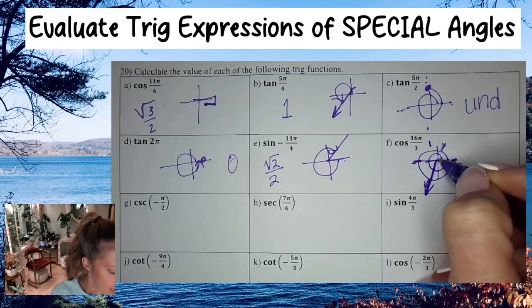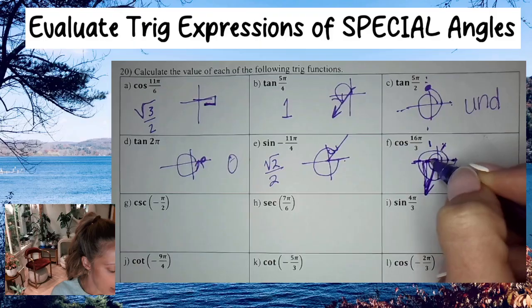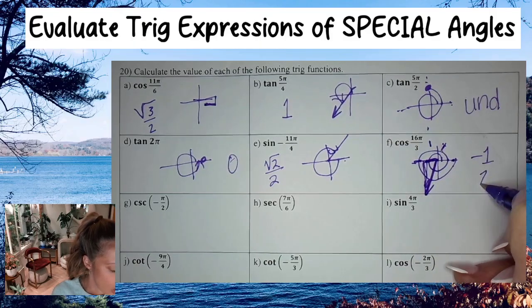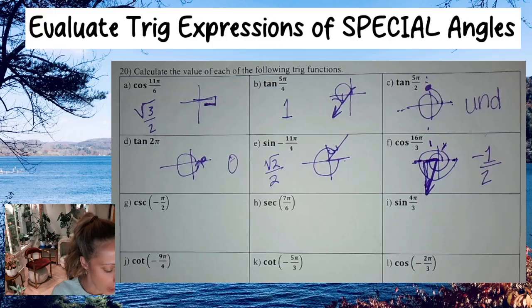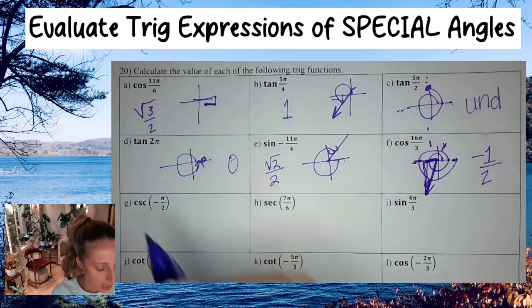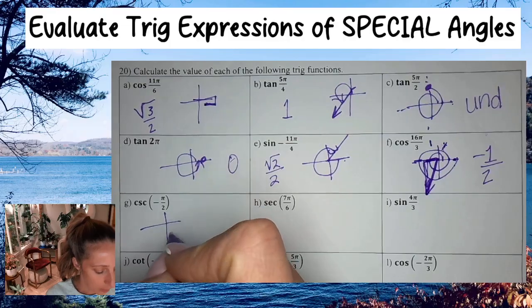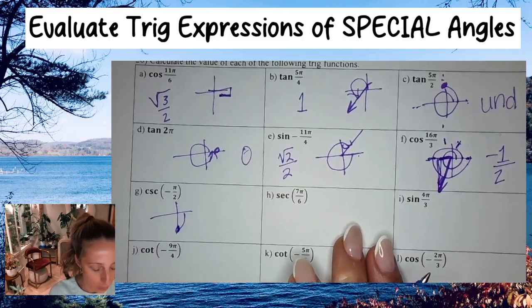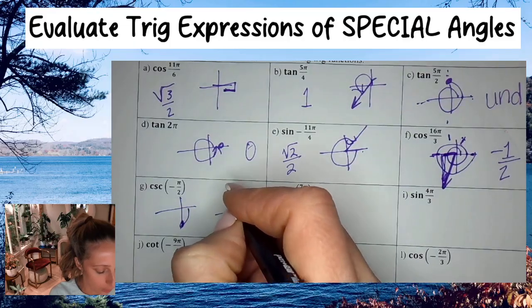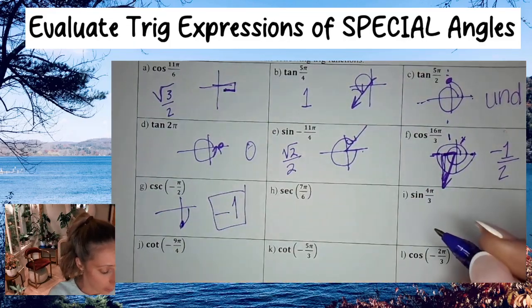The cosine is the x value. Left a little, down a lot. The left a little means negative 1/2. Negative 1/2. Cosecant is the reciprocal of sine. Negative pi over 2. Negative pi over 2 gets me down over there. Sine over there is negative 1. The reciprocal of negative 1 is still negative 1.